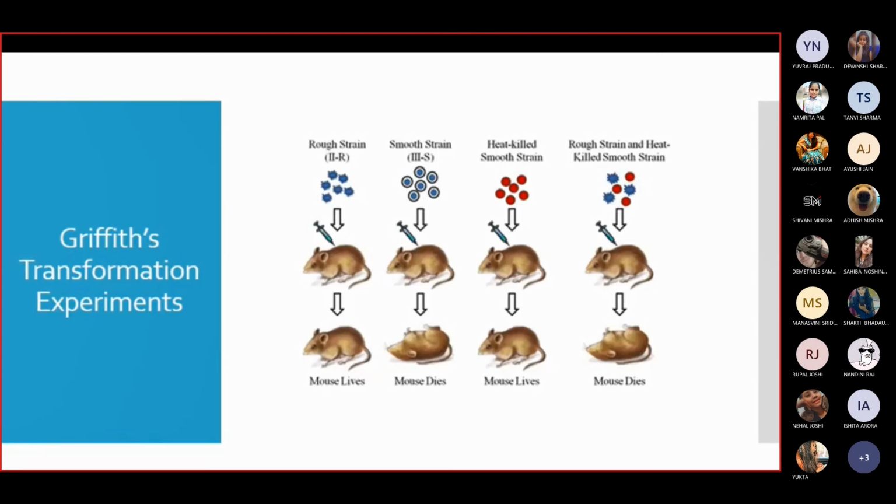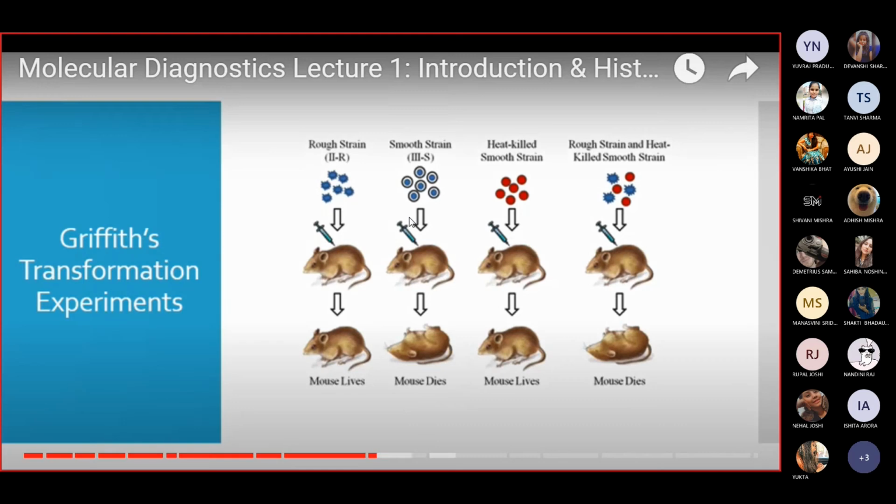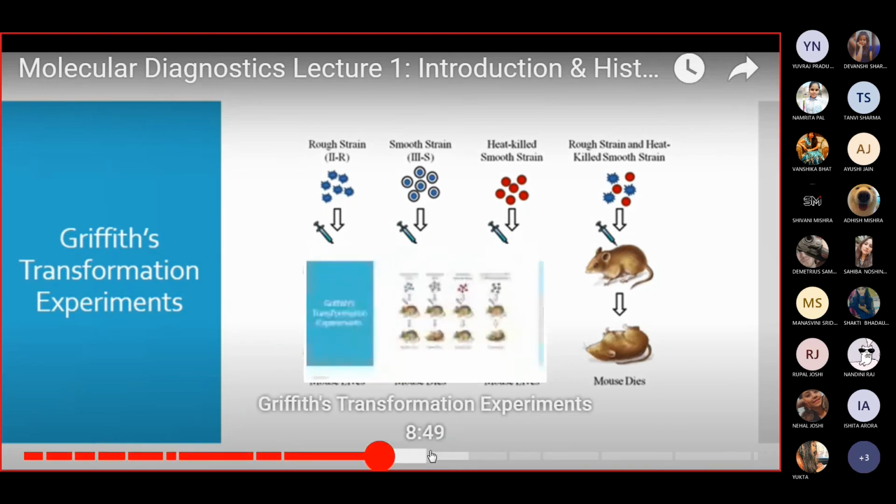So a little more detail on Griffith's transformation experiments. So the two strains of pneumococci he used were the rough strain, or R strain, which was unencapsulated and non-pathogenic. This is something that we know. And the smooth strain, or S strain, which was encapsulated.